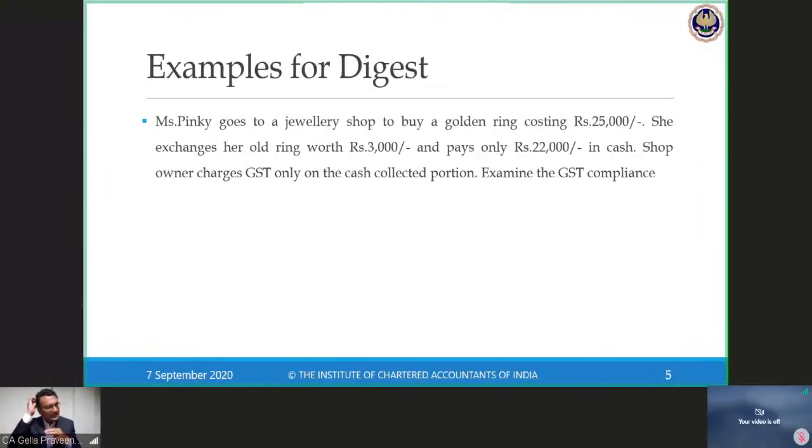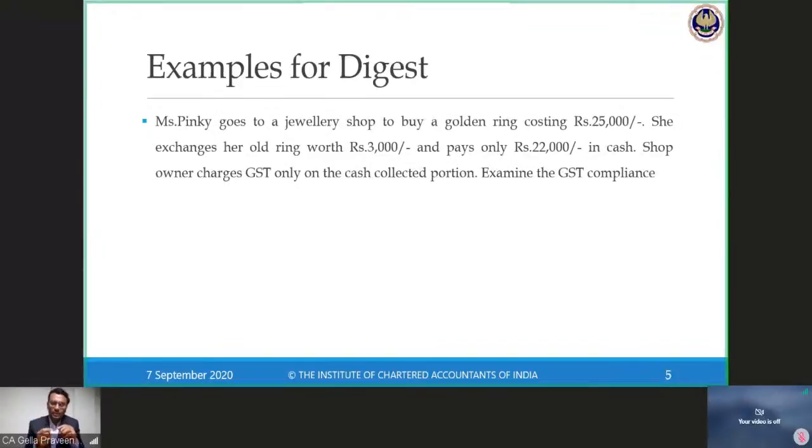Now here in this example, what happened? This lady called Pinky has gone to buy a ring. The cost of the ring is 25,000. She has an old ring. If we look back at our own family background, when we try to purchase jewelry for any occasion or event, parents use whatever old jewelry is there, which from the childhood days they would have purchased, small rings, earrings, etc.